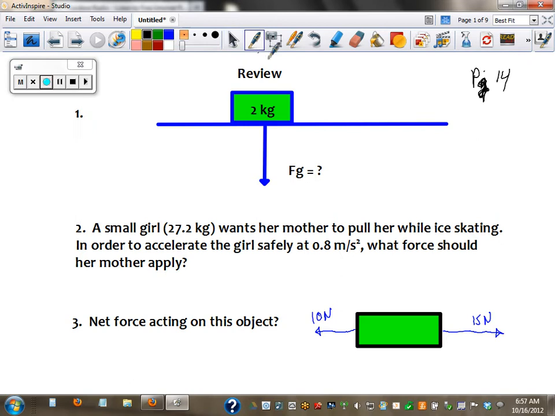So here's the first answer. Force gravity, force equals mass times acceleration. So force gravity equals mass times acceleration due to gravity. In other words, force gravity, this is a special formula, equals m times, acceleration due to gravity, there's the bell again, is small g. So force gravity equals mass times 9.8. 2 times 9.8 equals 19.6 newtons.